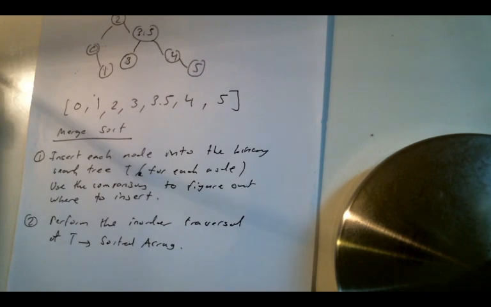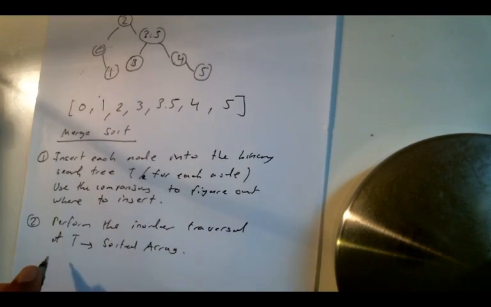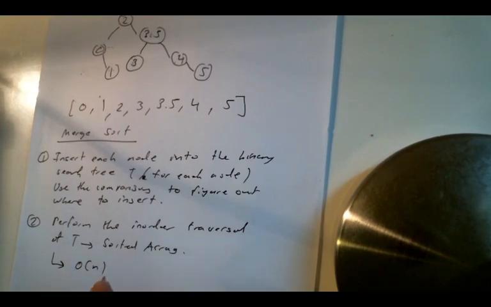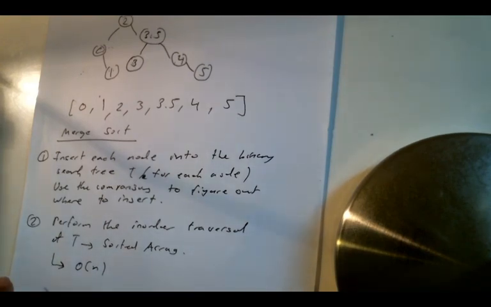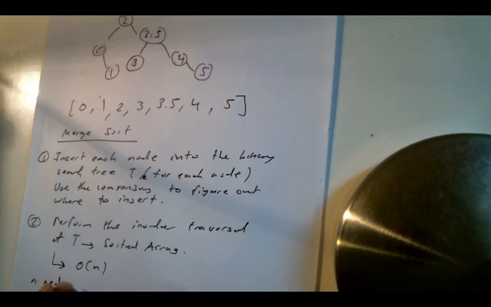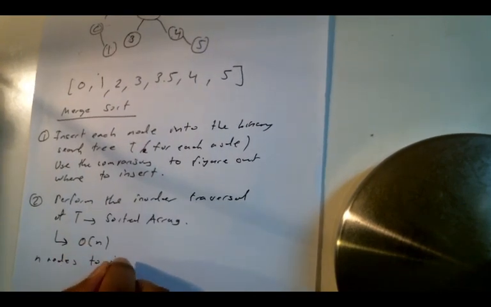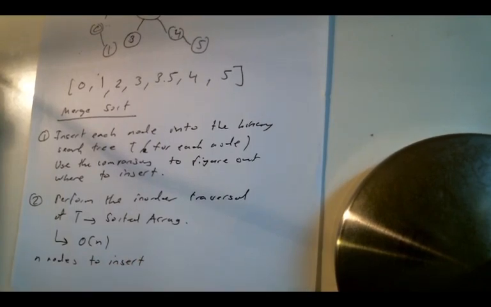So there are 2 steps here. The first one is the insertions, right? And the second one is the in-order traversal, which we know takes O of n time. It's pretty obvious because all we have to do is just go through every single node in the right way. The question is the insertion really, does it really take the right amount of time? So we have n nodes to insert. Okay? We have n nodes to insert, and well, how long does each insertion take?